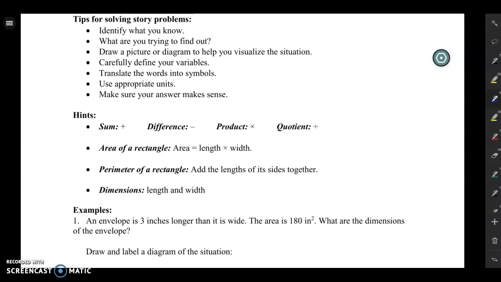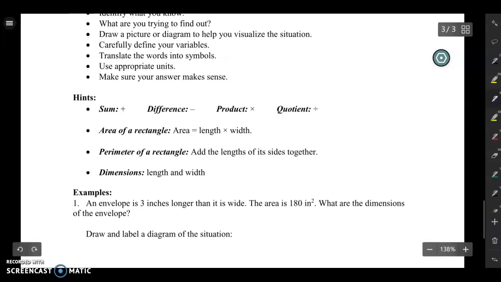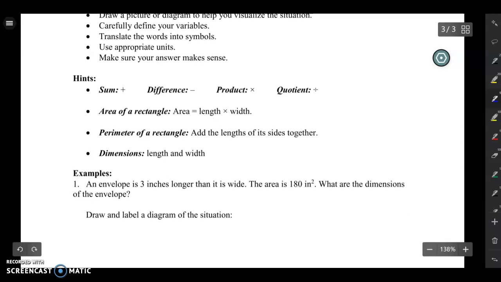Remember, sum: if I say I'm having a sum, I'm adding. Difference is subtracting, product is multiplying, and quotient is dividing. And then here are just some other formulas you might have forgotten, like area, perimeter, and what a dimension is. So let's jump into a story problem.